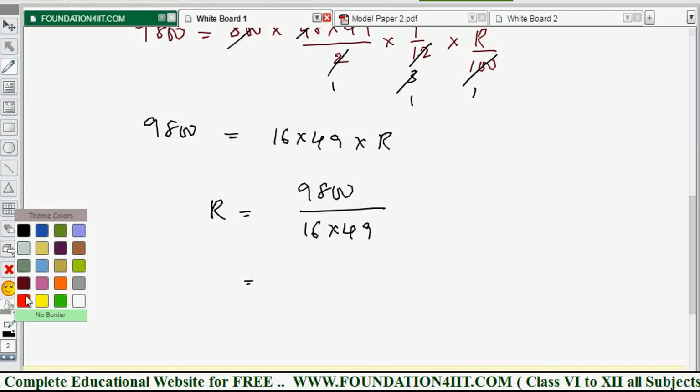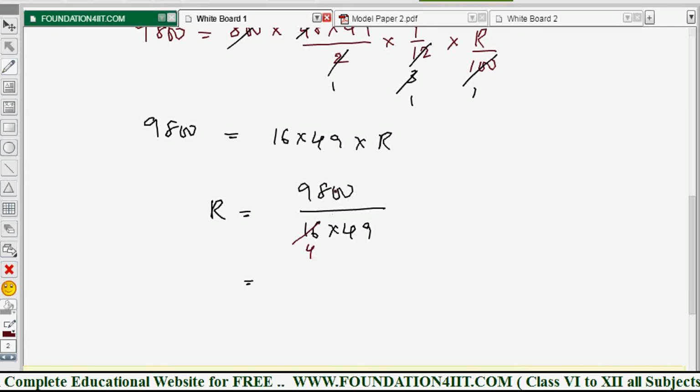You can use the 4 table. 4 fours are 16, 4 twos are 8, and 4 sixes are 24, 25, 0. Again cancel with 4. It is not exactly divisible by 4 again. So to multiply this, you can use the 2 table. 2 twos are 4 and 1 2, again 2 5. So 1225.